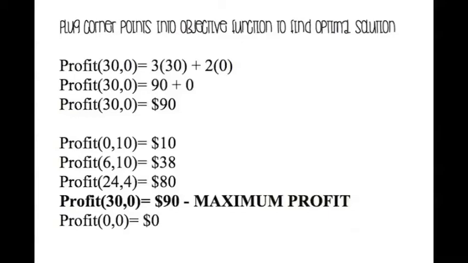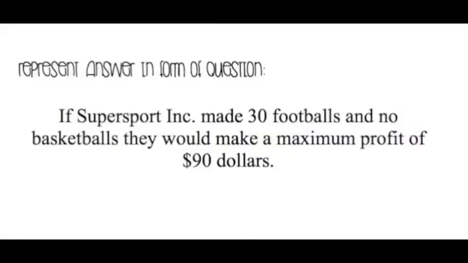We would do this for every corner point, and we've written them below: the profit of (0, 10) is $20, the profit of (6, 10) is $38, the profit of (24, 4) is $80, the profit of (30, 0) is $90, and the profit of (0, 0) is $0. So now that we've done all the hard work, we have to state our answer in the context of the question. If Supersport Incorporated made 30 footballs and 0 basketballs, they would have a maximum profit of $90.